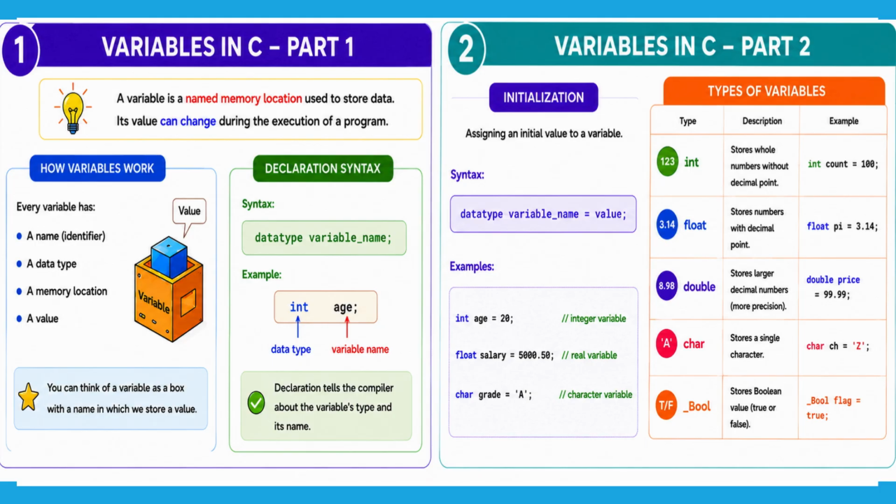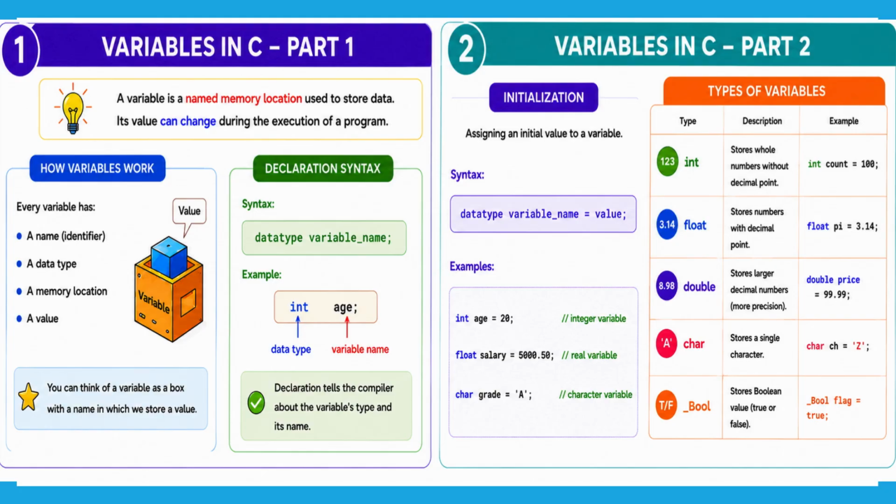As we discussed earlier, a variable is a named memory location used to store data. Its value can change during program execution. Variables working: every variable has a name (identifier), a data type, a memory location, and a value. You can think of a variable as a box with a name that stores a value, as shown in the diagram. Declaration syntax: data type then variable_name, for example, int age.